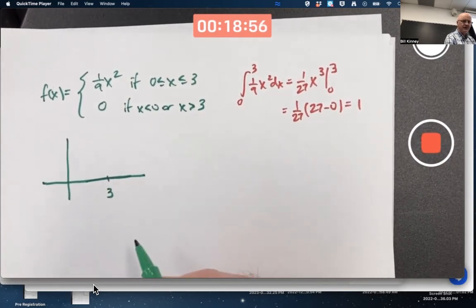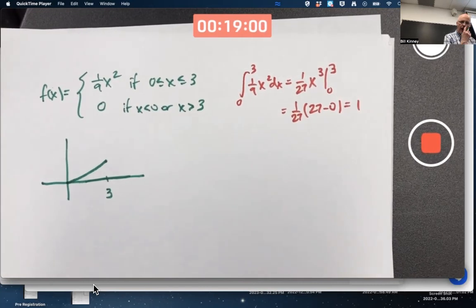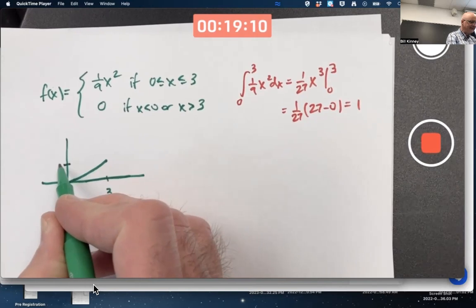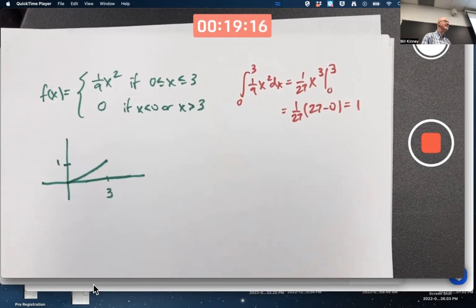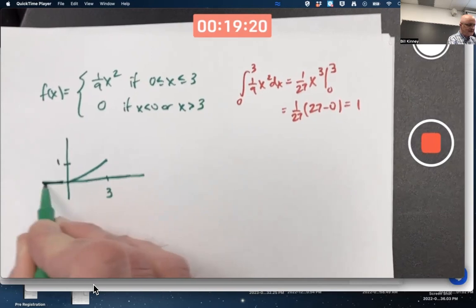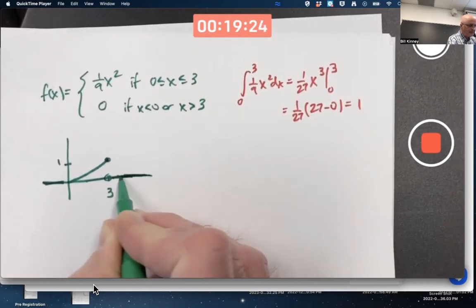So it's a function whose graph between 0 and 3 looks like this. It's a parabola. Its value at 3, you can see, is 1/9 times 3 squared, which is 1. That's actually just a coincidence, that the value at the right endpoint equals the area under the curve. And again, it's 0 otherwise. So it's got a jump discontinuity here at 3.